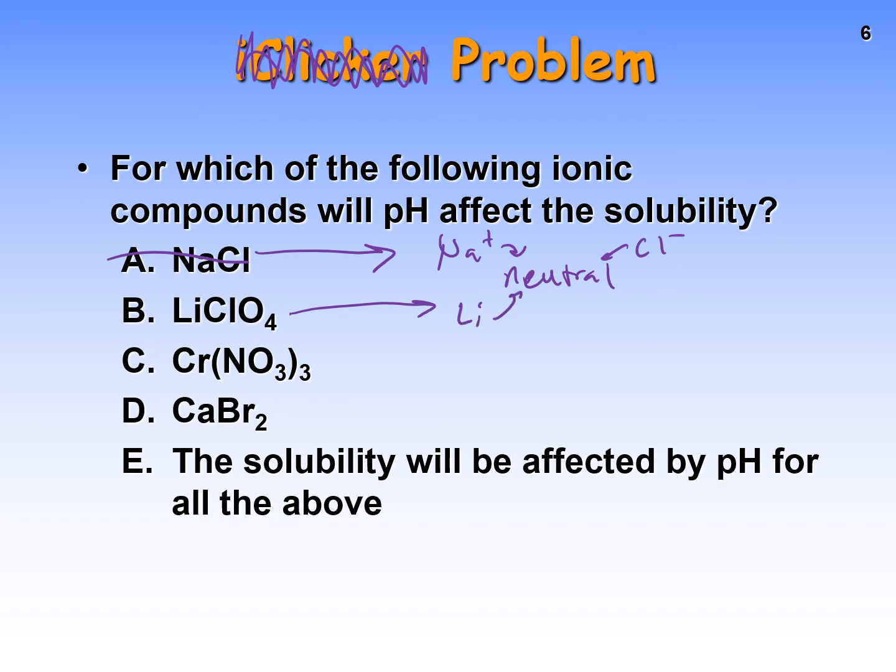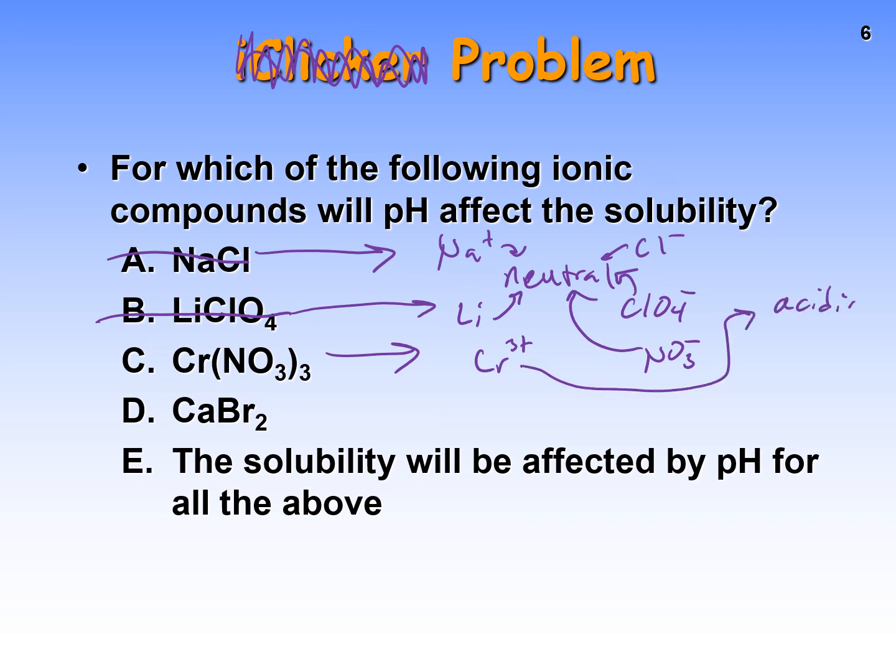Li+ is also neutral. ClO4- is the conjugate of a strong acid, also neutral. pH will not affect the solubility. This guy is Cr3+, and we also have NO3-. Now NO3- is the conjugate of a strong acid, so it's neutral. But Cr3+ is acidic because it's not one of the cations that we know is neutral. So this is our actual answer here. Its solubility is definitely going to be dependent on pH.